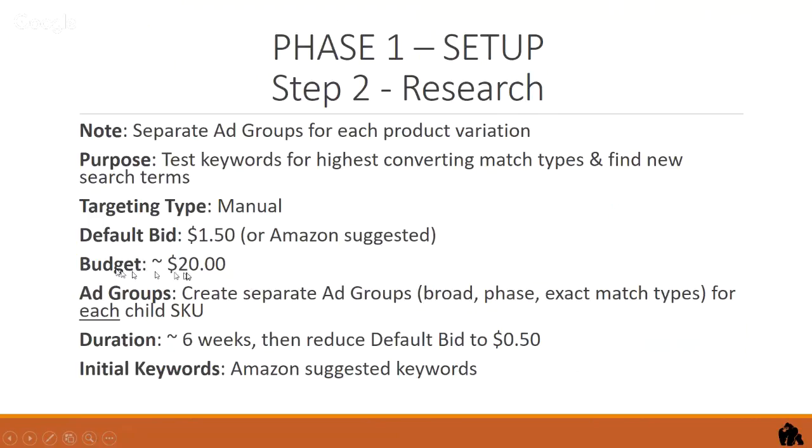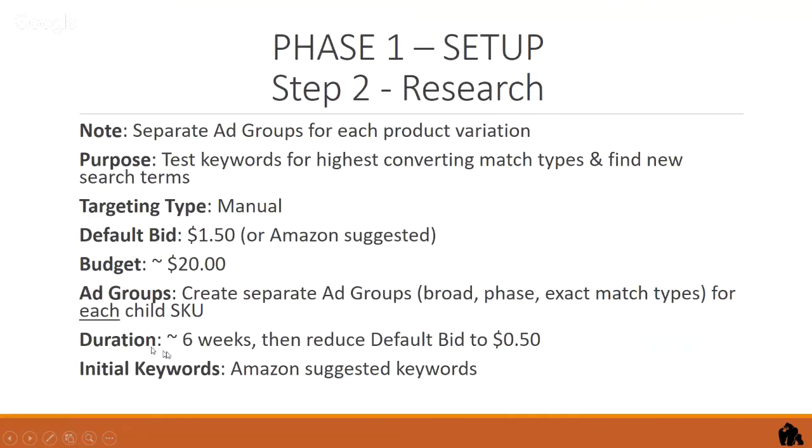The daily budget is around $20. Okay, so the ad groups: create a separate ad group for broad, phrase, and exact match types for each child SKU. Again, I'm assuming that you've only got the one product, therefore only one SKU, but you would need to set up separate ad groups under the one campaign. So you've got one campaign, and then you set up 3 ad groups. Each ad group will be a broad ad group, a phrase ad group, and an exact ad group. And I shall correct the spelling mistake once you get the slides.